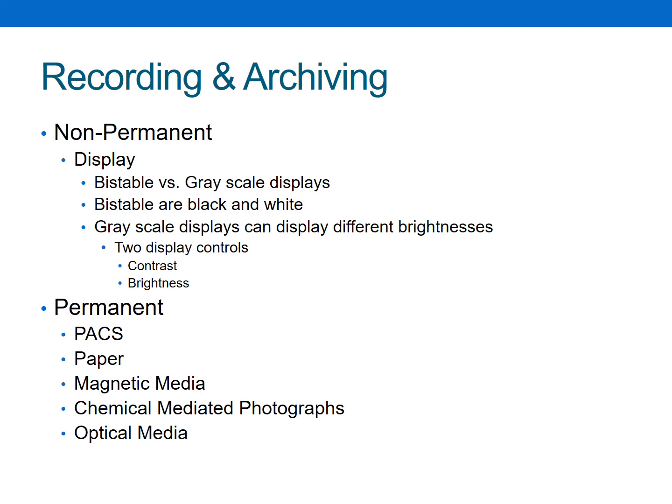There are multiple permanent ways to record the information that we get, one being our PACS system, onto paper, magnetic media, which includes like VHS tapes, chemical mediated photographs, which are old school X-ray type films, and then optical media, which is what we're probably most common with or most familiar with, being CDs, DVDs, and USB drives.